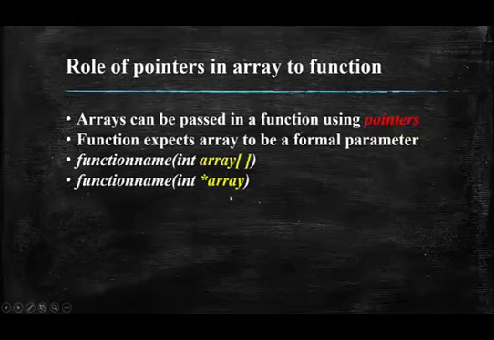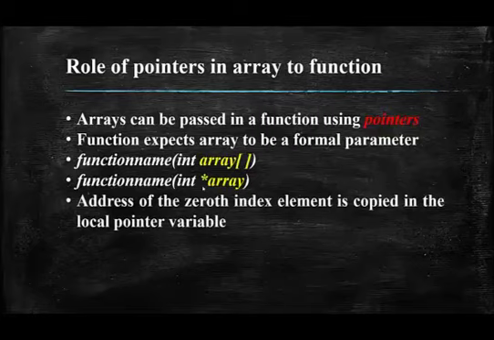The name of the array, represented as a pointer variable, will give the address of the 0th index element. The address of the 0th index element is copied into the local pointer variable. So the name of your array used in the declaration or in the definition will act as a pointer variable, and this pointer variable will map to the address of the first element present inside your array. That is why I mentioned it as the 0th index element, which is the first element in the array.